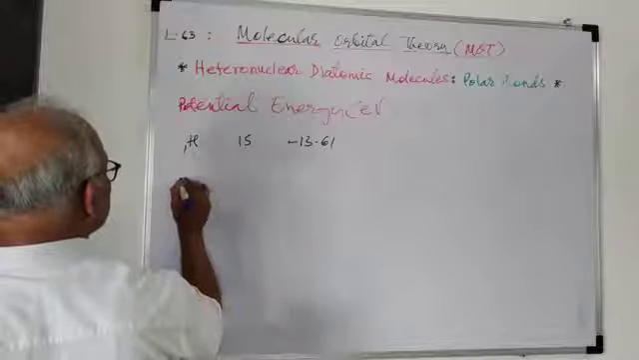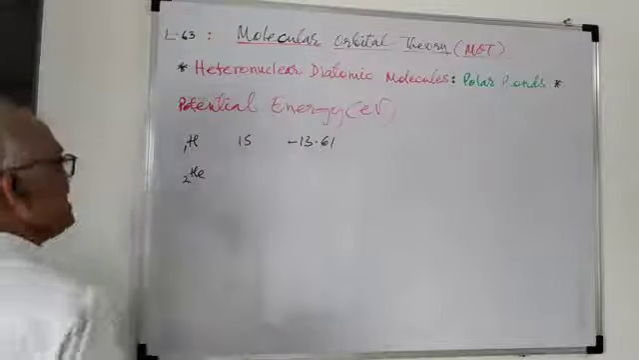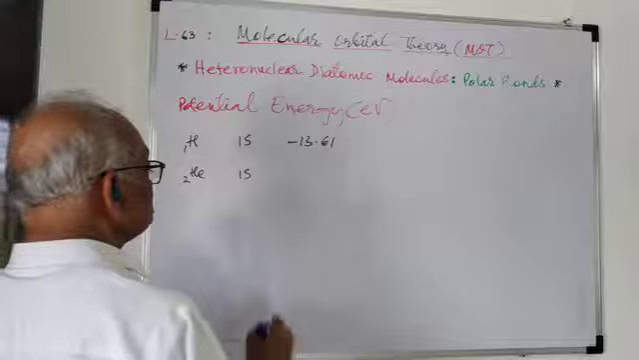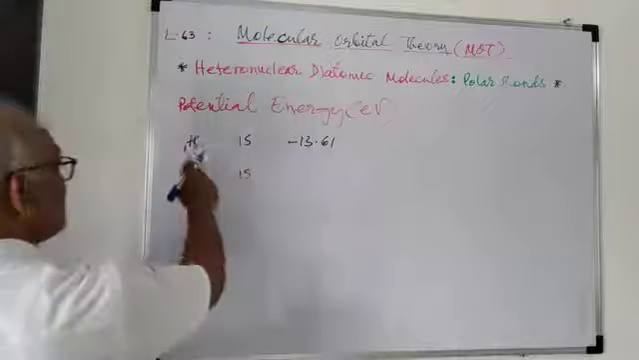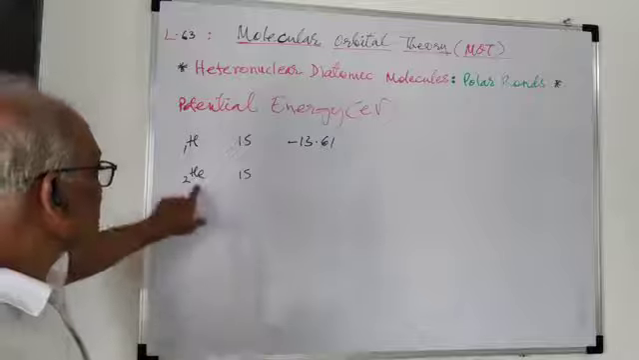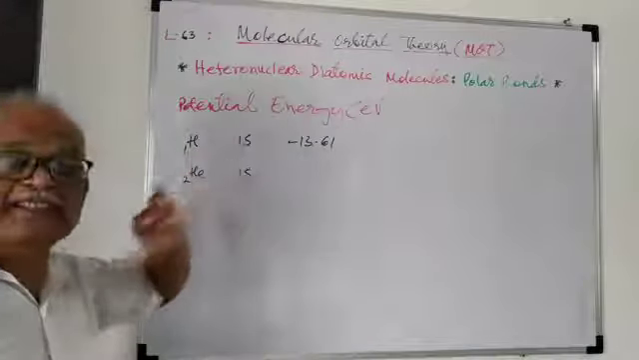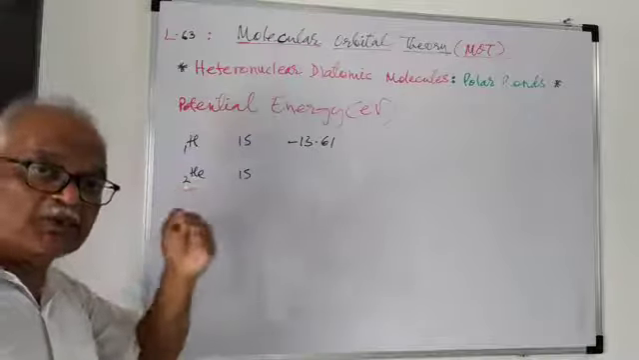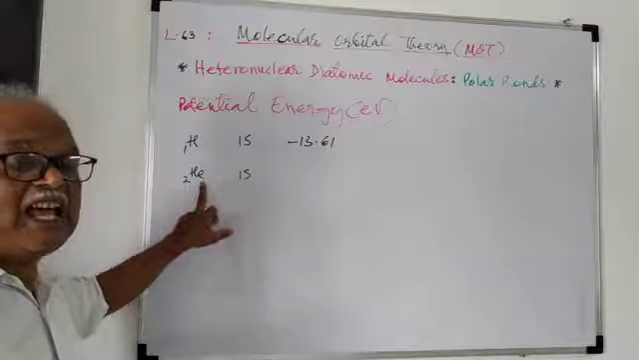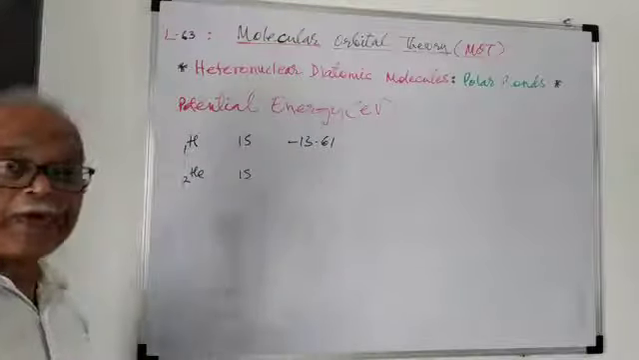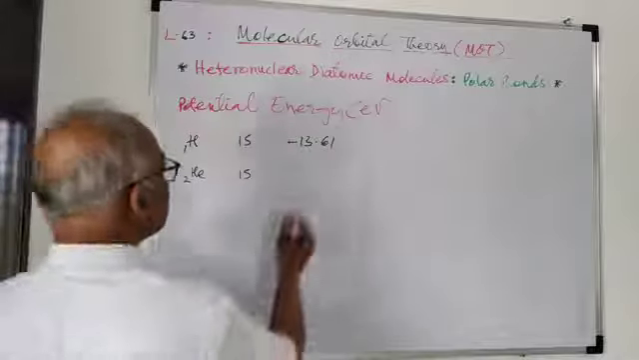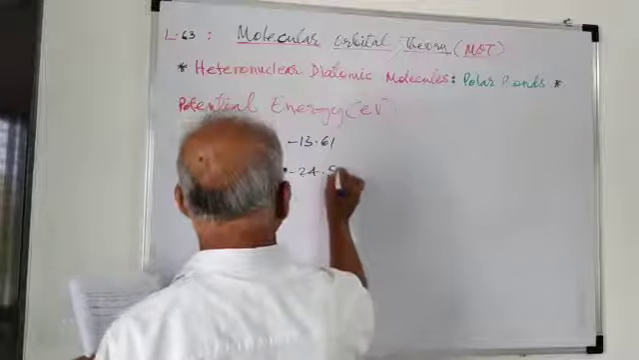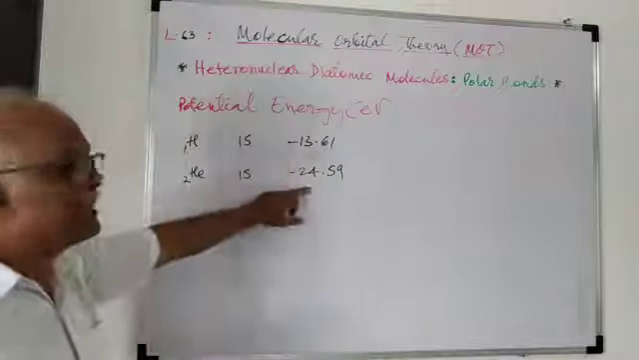Now if we consider the second element, helium, the atomic orbital is the same, and we find that the nuclear charge increases. With the increased nuclear charge and the same atomic orbital, the effect is that this will bring the electron much closer to the nucleus of helium. As a result, this value will increase. There is an increase in the value, and it is minus 24.59 electron volts.